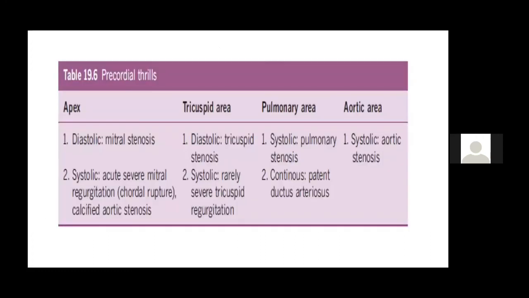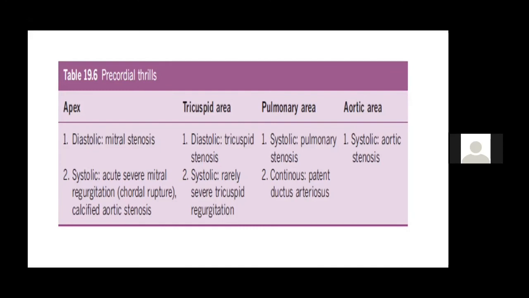Now, coming to again the thrill, if you get a thrill at the apex, it can be diastolic and systolic. You should always time it with the cardiac cycle. And the diastolic thrill of mitral stenosis is much more common than a systolic thrill of mitral regurgitation. However, in acute severe MR, due to chordal rupture, you may still get a thrill at the apex and at the base of the heart, but you should always suspect that the patient may have an AS, and always look for other findings of the aortic stenosis.